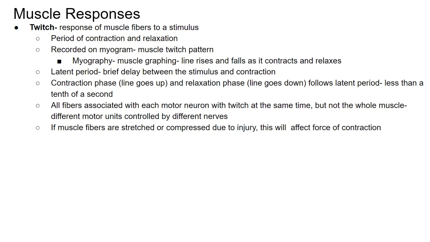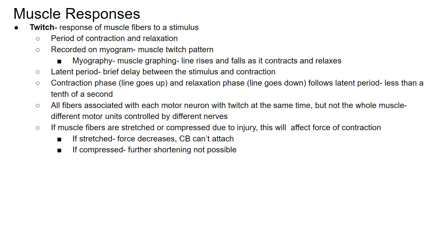Sometimes twitches are affected due to injury. So if the fibers are stretched too far, think of hyperextending a joint or something, the force of a twitch is going to decrease. That's because not all cross bridges are going to be able to attach. Why is that? Well, it's because the actin has been pulled a little bit too far apart, and when the actin's pulled a little bit too far apart, not all those cross bridges are able to make that connection. Sometimes muscles can be compressed, although it's not as common of an injury, but if they are compressed, sometimes that affects how a twitch might occur.